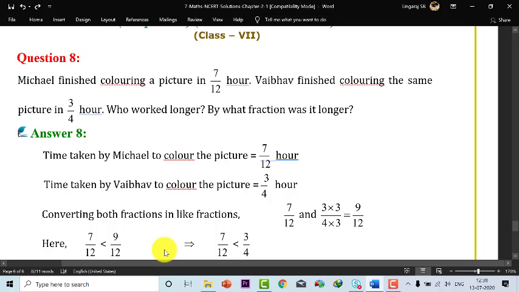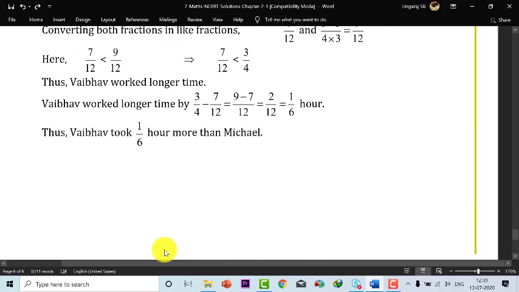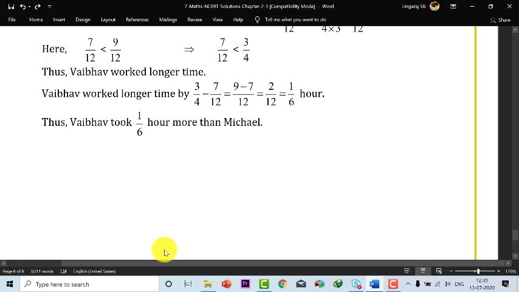So converting both fractions into like fractions. The first one is given as 7/12. Here 3 into 3 divided by 4 into 3 is equal to 9/12. So we are converting 3/4 into a like fraction to compare with 7/12. If you multiply both numerator and denominator by 3, then we get 9/12. So then 7/12 is less than 9/12. So 7/12 is less than 3/4 according to the given. Thus Vaibhav worked a longer time.